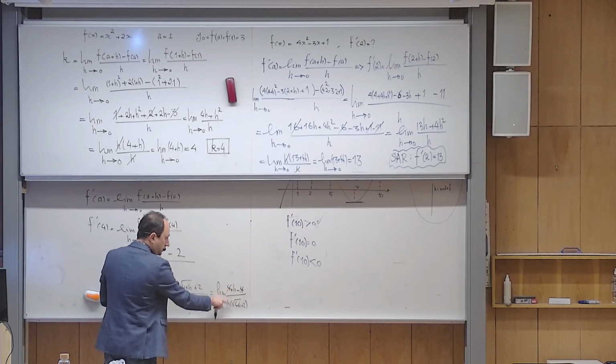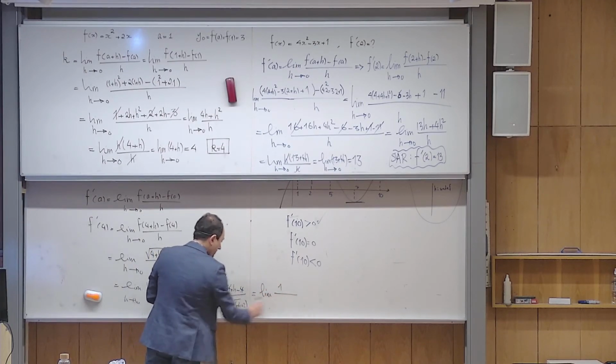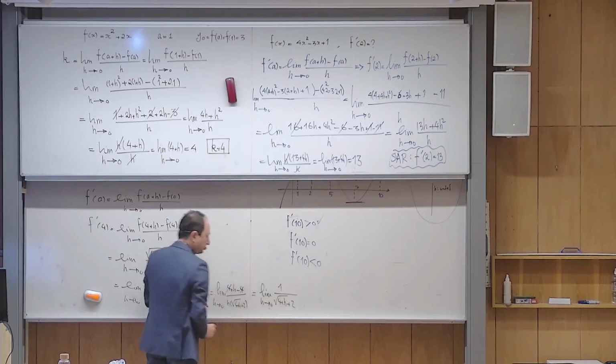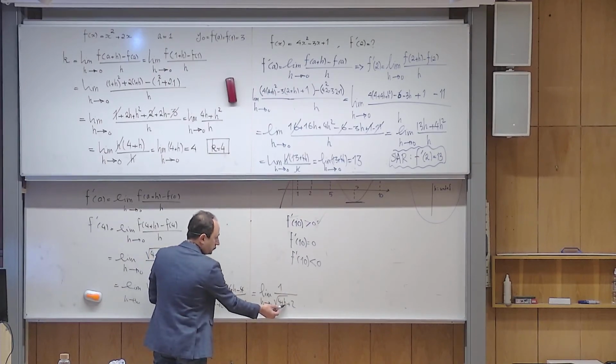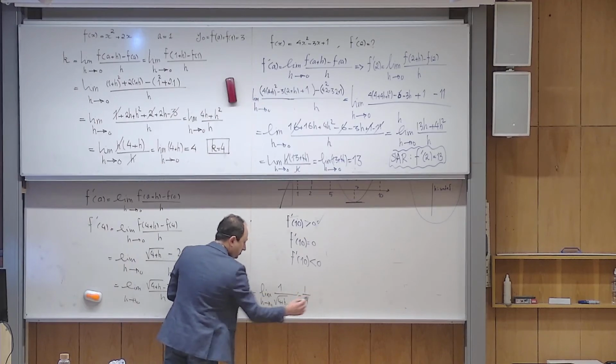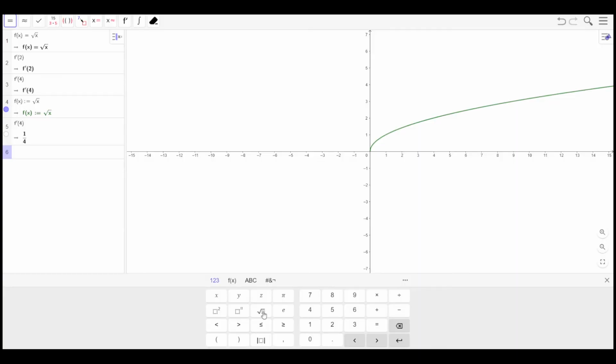One h is left here. There is another h here. This h and that h are also cancelled. So this is 1 in the numerator. In the denominator, I have the square root of 4 plus h, plus 2. H goes to 0. Okay, if h goes to 0, this becomes the square root of 4, which is 2, plus 2, so it is 1 over 4. And the answer that GeoGebra actually provided here is correct.